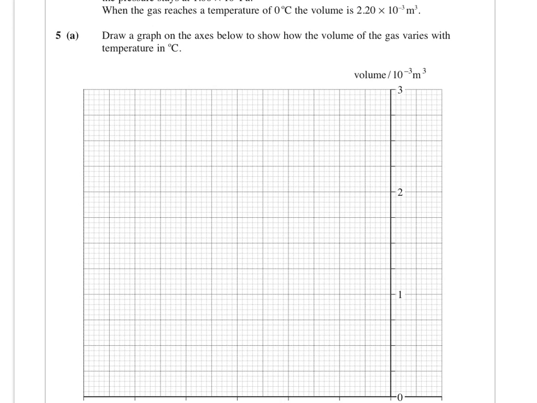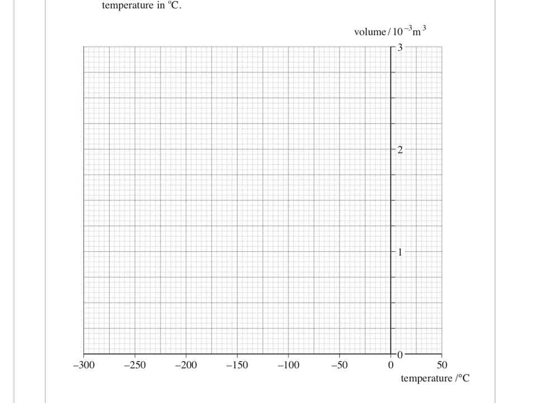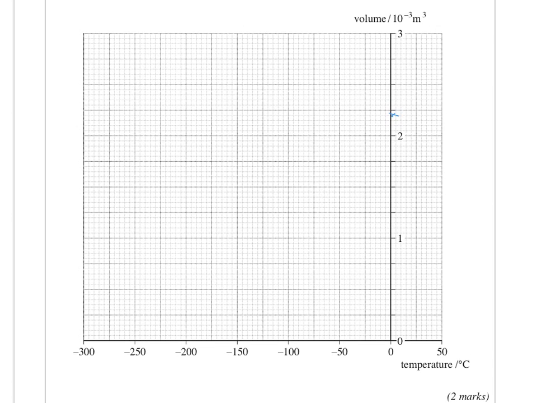So at 0 degrees, it should go through 2.2, which is somewhere around there. It's not brilliantly plotted there. And when the volume is 0, it should be at minus 273, which will be somewhere around here. It's a little difficult to do with a stylus, and it's going to be a straight line graph, so I'll do the best I can on my computer screen. So something a little bit like that.